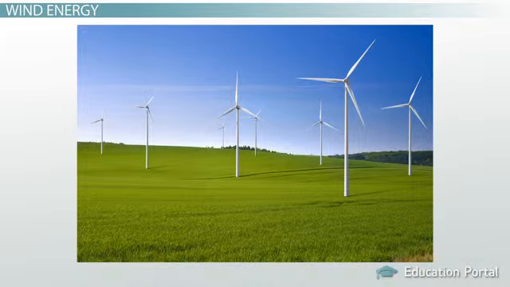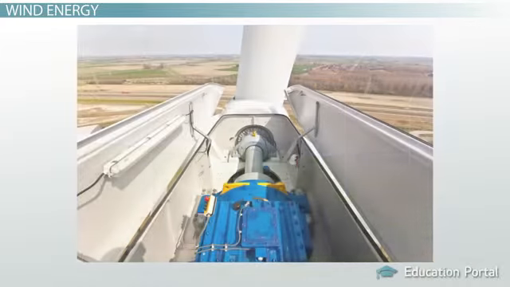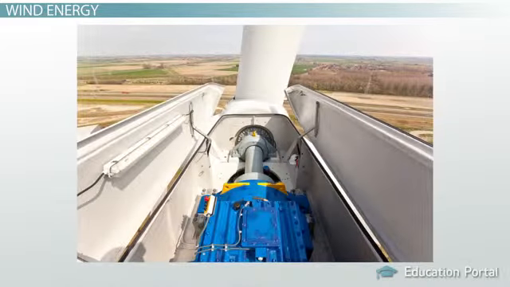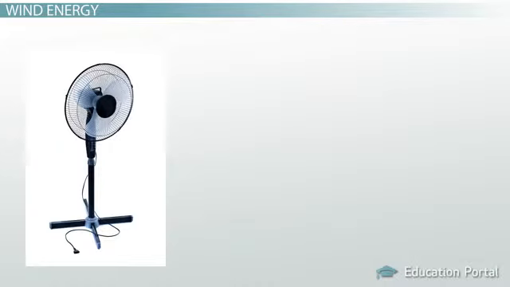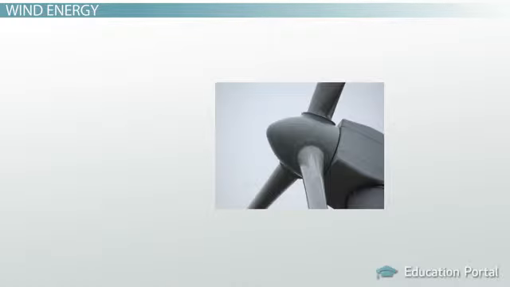The mechanical energy produced from the spinning blades of the turbine is transferred to a generator that converts the mechanical energy into electricity. Now it might help to think of a wind turbine as the opposite of a fan. A fan plugs into your wall and uses electricity to spin its blades and make wind. A wind turbine works in reverse. It uses the wind to spin its blades to generate electricity.